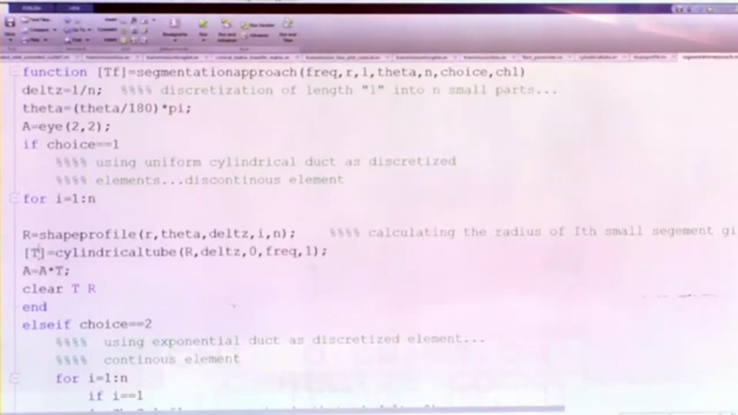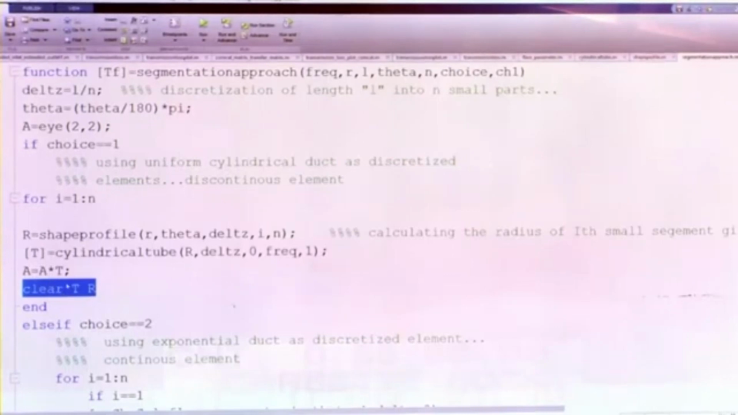So, once we get T, now A is initialized with the I matrix, which is nothing but a unity matrix, 1 0 0 1. So, initially, let us say when i is equal to 1, that is we are traversing just the first segment, identity matrix times the T matrix for the first segment. So, A becomes T after the end of this operation, and these things are cleared, and the loop goes back here, the radius is updated, and the transfer matrix with appropriate characteristic impedance is obtained, and that is multiplied by A. A was T1, where i is 1.